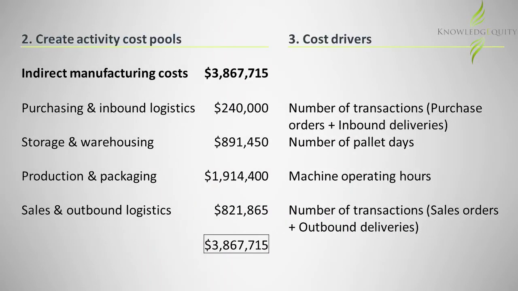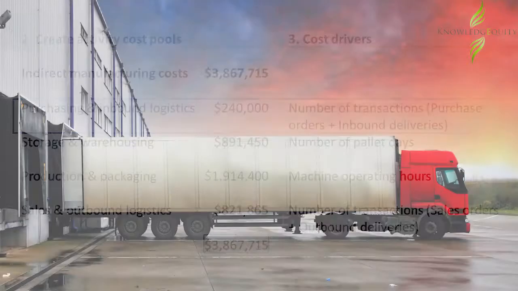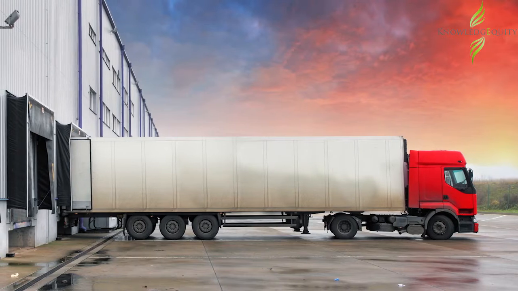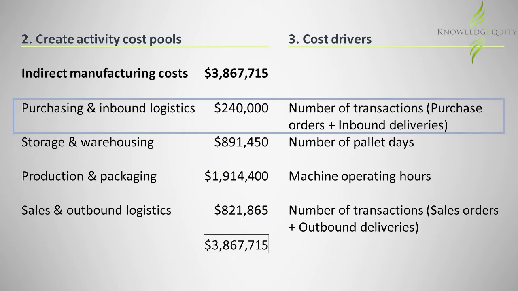In Step 3, we need to establish what causes the activity costs within the cost pools to be incurred. These cost drivers are the events that happen that drive or cause costs, and will help us allocate the costs accurately to particular product lines. For purchasing and inbound logistics, every time a purchase order or delivery of raw materials happens, it will take time and effort to process and move the materials around. So the more orders that are placed and the more deliveries that arrive, the greater the level of cost. These costs will be allocated based on which product lines require the most orders and deliveries.